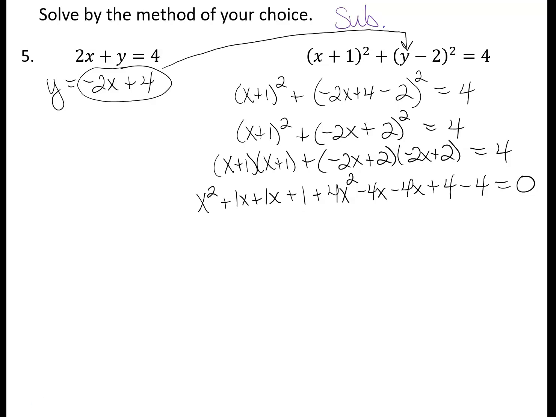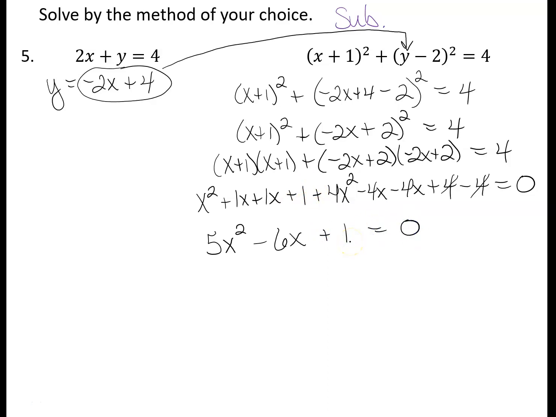Combine like terms. So x squared plus 4x squared is going to be 5x squared. See, these two will be 2x, and this will be a negative 8x. So 2x minus 8x, negative 6x. 4 minus 4 is 0, so then we've just got the plus 1 equals 0.